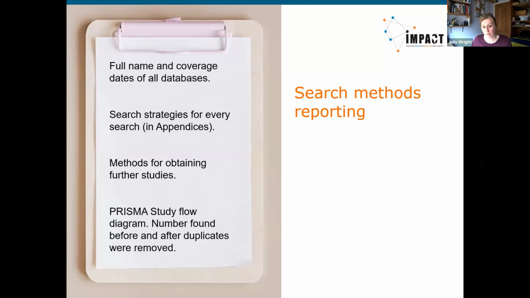And you should, when you're writing your Prisma diagram and you're giving numbers for how many you've found, all that information then will be in those search strategies that you've kept, the table that you've got, but also in your reference management library. Because you've collated everything together, you should have a final number in that library of references of how many you've found, and then how many, when you took the duplicates out, are left.